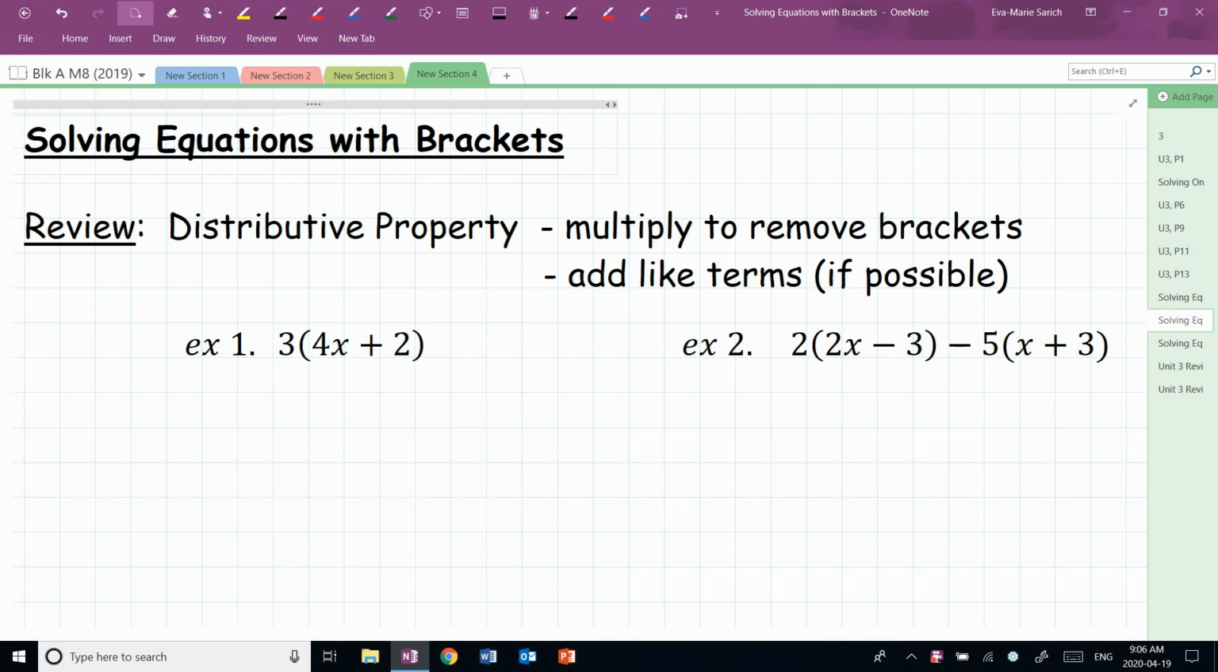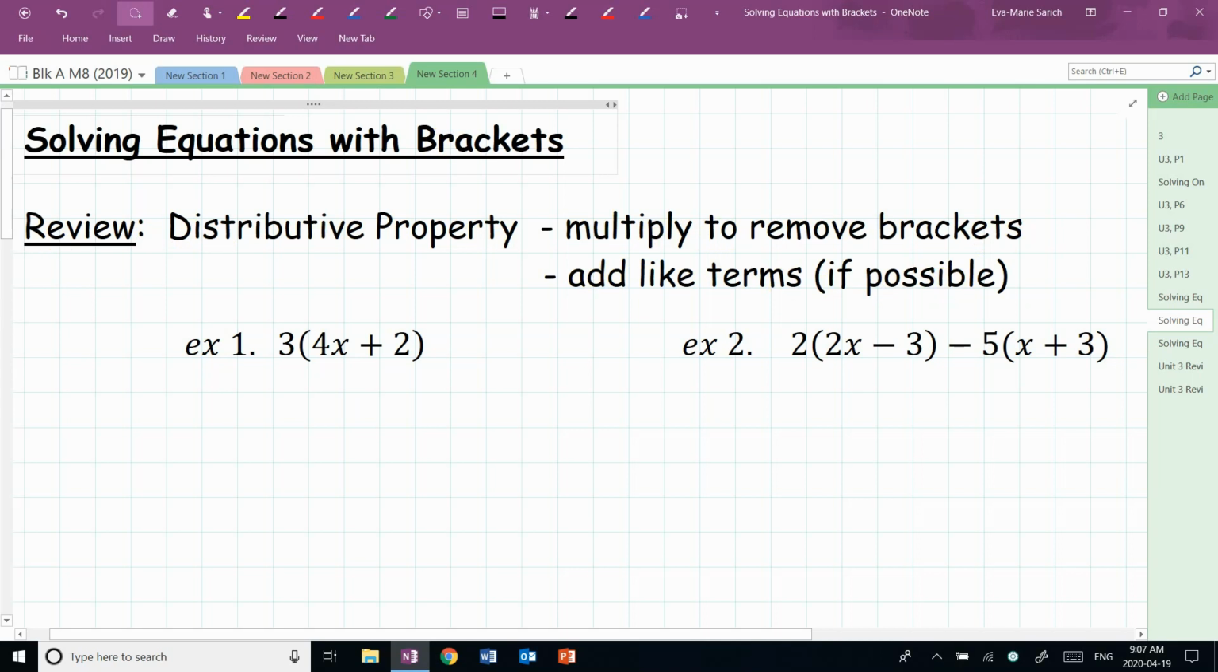Just before the break, we practiced the distributive property. So that skill is going to be needed for today. We want to solve equations that have brackets in them, and that means we have to remove the bracket first. So we use the distributive property, and in the distributive property, you multiply to remove the brackets. Then you look at what you've got and you want to add any like terms. That's not always possible, but we need to look for that.